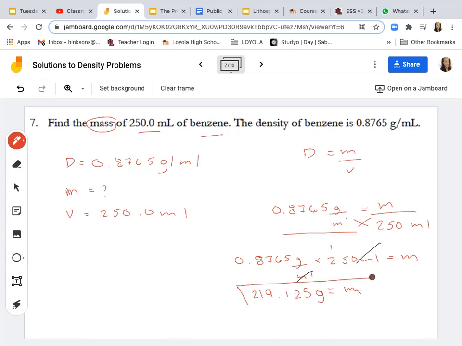And that gives me a match. Is this right? Let's do it on a calculator. 0.8765 times 250. Yep. Great stuff.